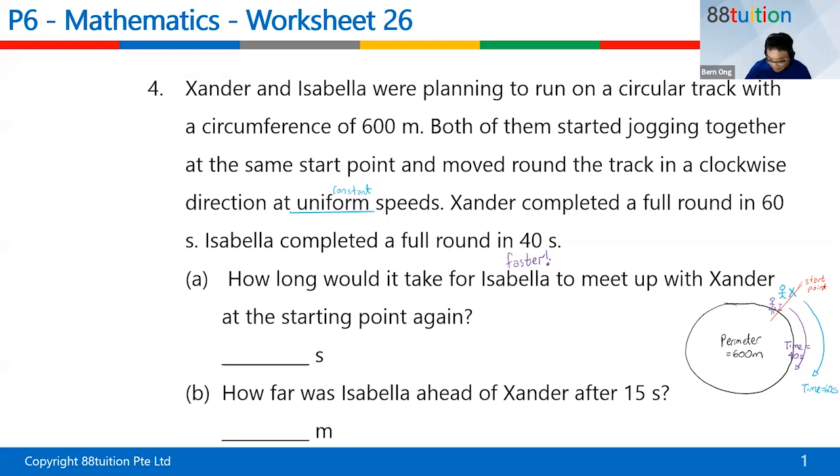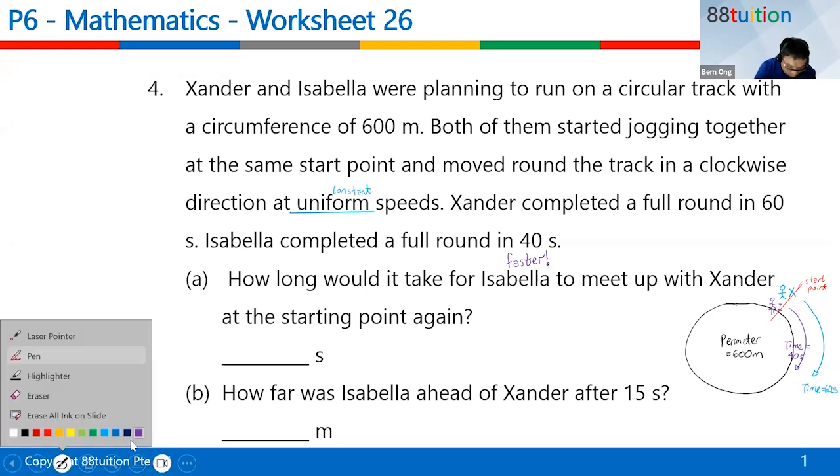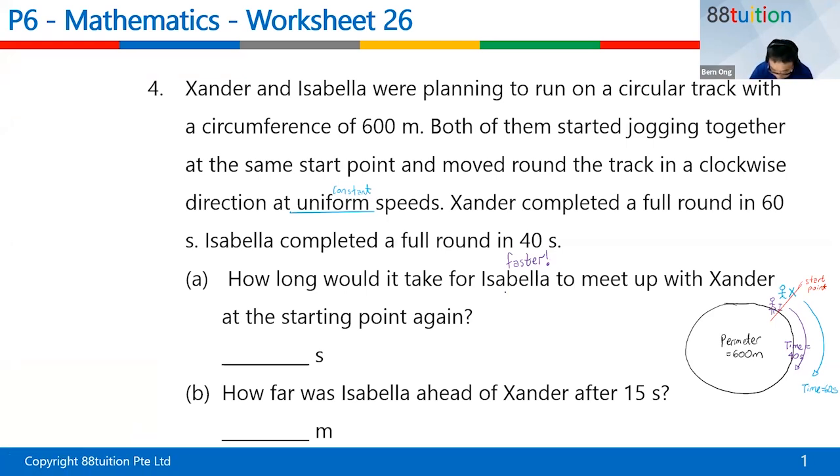They want to meet at the starting point again. So we know that one round for Isabella is 40 seconds. We think of it as a multiple. First round, she took 40 seconds. Second round, another 40 seconds, so 2 rounds will take 80 seconds. The third round, also 40 seconds, so in 3 rounds she will take 120 seconds. So you're actually listing out the multiples of 40.